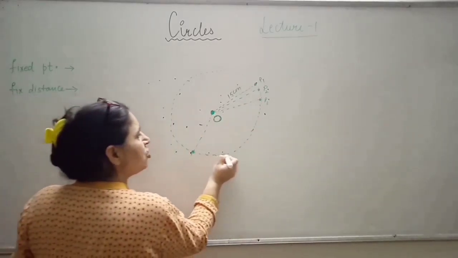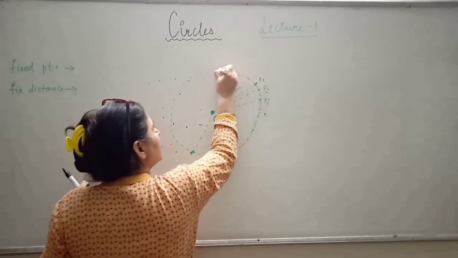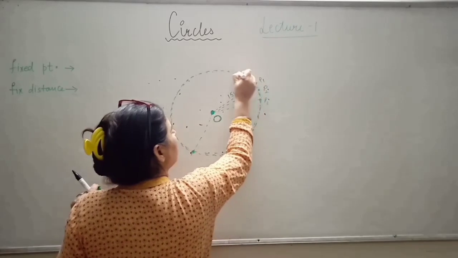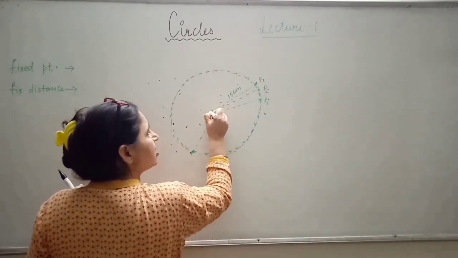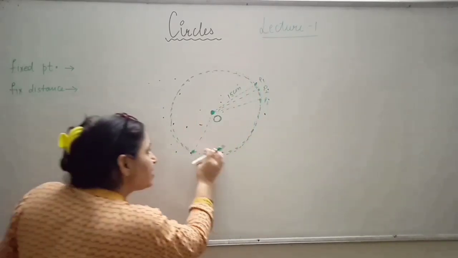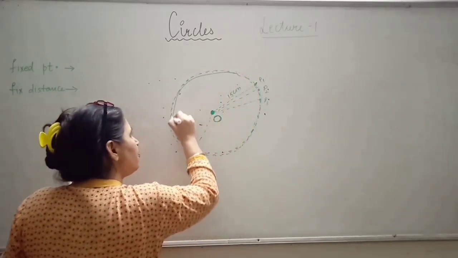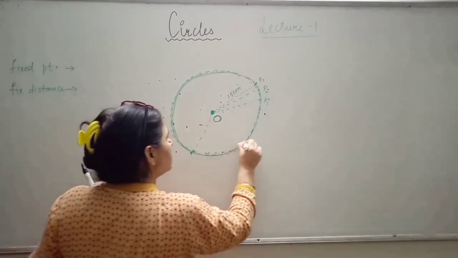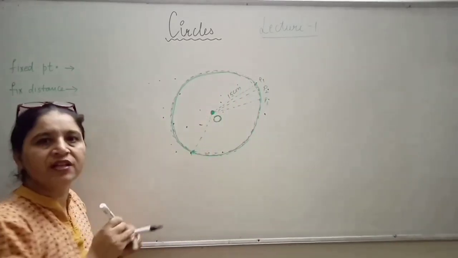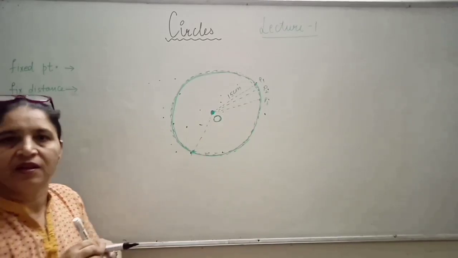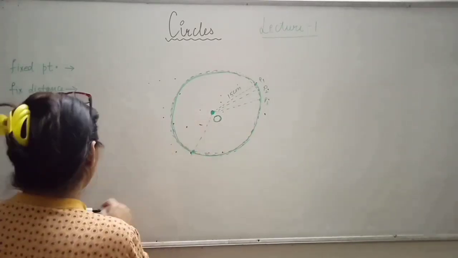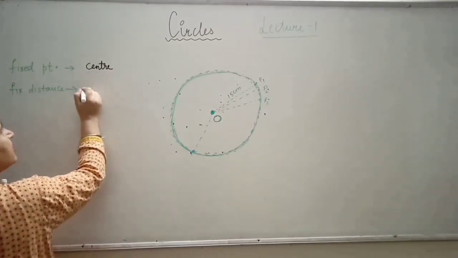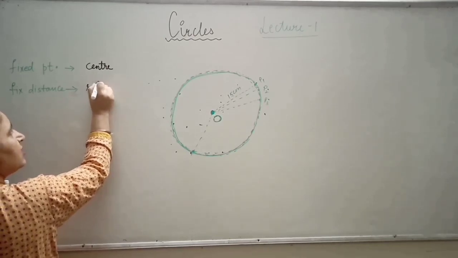So this is the collection of all those points which are at the fixed distance from this fixed point. This collection of points which are at the fixed distance from the fixed point is known as a circle. So this fixed point is known as the center, and this fixed distance is known as the radius.